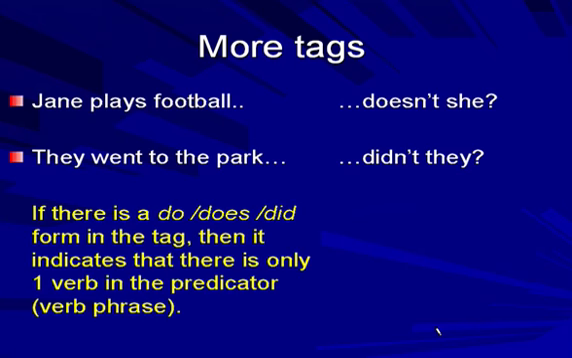So the thing to remember here is if the tag is a form of do, does or didn't, then it picks up on the fact that there's only one verb in the verb phrase. If, for example, this had been Jane can play football, then the tag would have been can't she. So it would pick up on another verb here. But because there is only one verb, this is why you have the form of does.